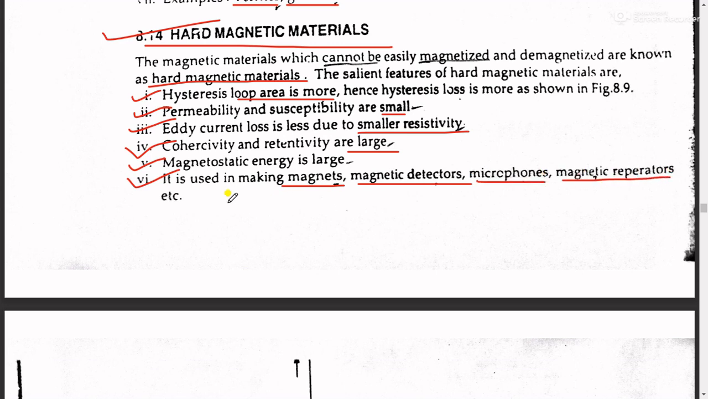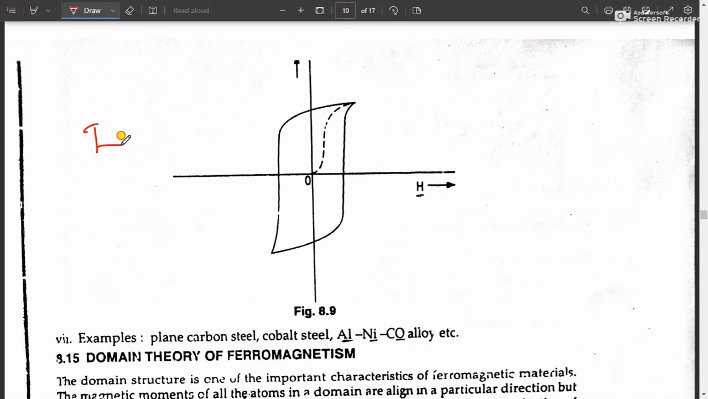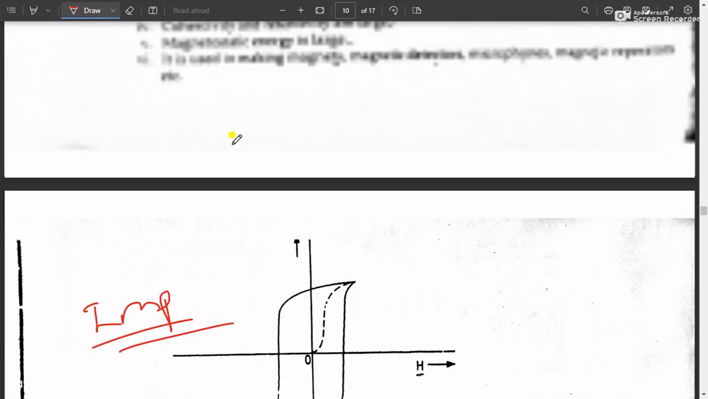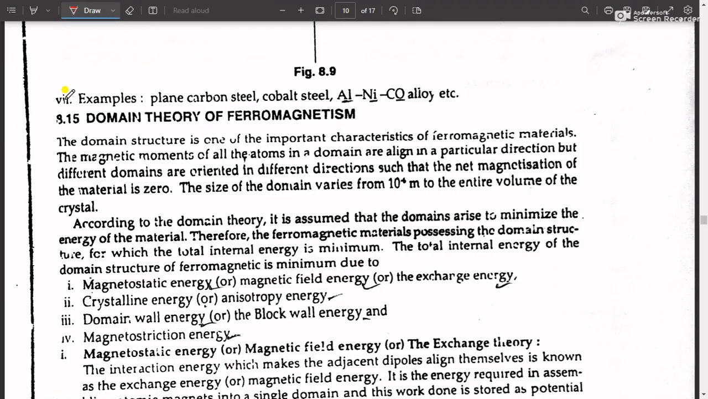So this is the curve. Point of exam view, this is more important. Remember that. Some examples of hard magnetic materials: plain carbon steel, cobalt steel, aluminum, nickel, cobalt alloy.